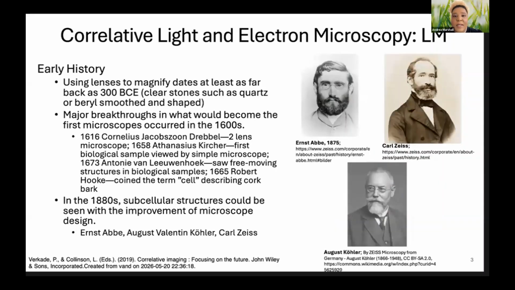The next major level of advances in microscopy occurred in the 1880s. With the advances and improvements of microscope design and lens development, subcellular structures could be seen. This was pioneered by Ernst Abbe, August Kohler, and Carl Zeiss, which is a name that many of us can recognize today.